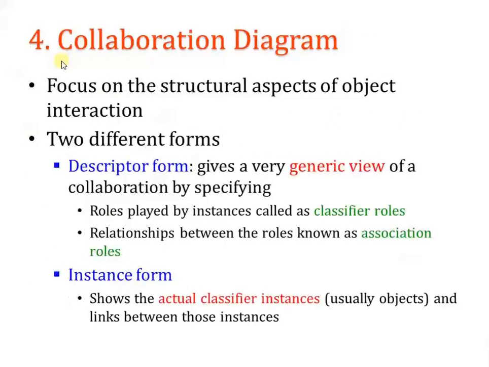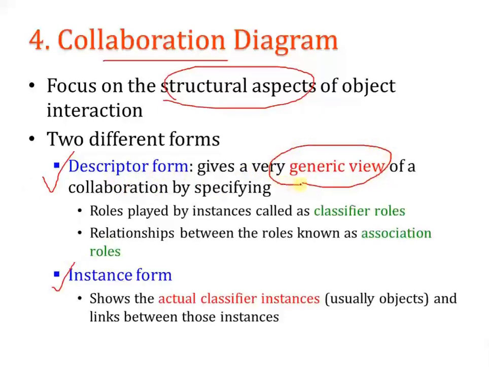So the first concentration of this particular video session is the collaboration diagram. Collaboration diagram, as I've already said to you, is going to focus on the structural aspects. This can be demonstrated in two different forms. One is called descriptor form, the other one is called instance form. The meaning of descriptor form is that it is going to give the generic view of the collaboration, that is, in class perspective. But the instance form is going to say something in object perspective.